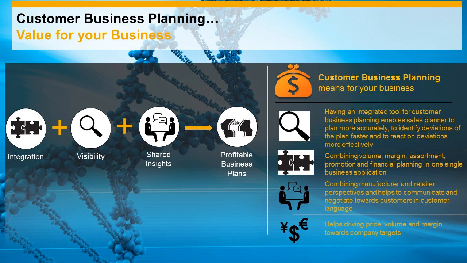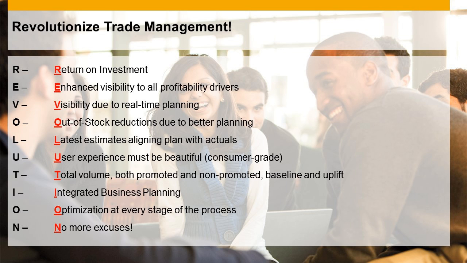And to talk about it in even more detail, each of these points we could have a little fun with and actually spend the rest of the time talking about just one of these. But revolutionizing trade management to us means things like out-of-stock reductions due to better planning, or a focus on the return on the investment that you're making with an enhanced view of clarity. It's looking at things like total volume across both your promoted and non-promoted, baseline and uplift, all together in a holistic fashion. It's about integrating your trade management strategy to your integrated business planning strategy across the enterprise, so that the supply chain knows what you're going to be doing with trade, and finance knows what you're going to be spending, and vice versa. It's optimization at every stage along the way.